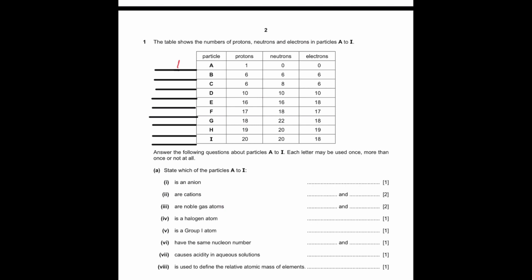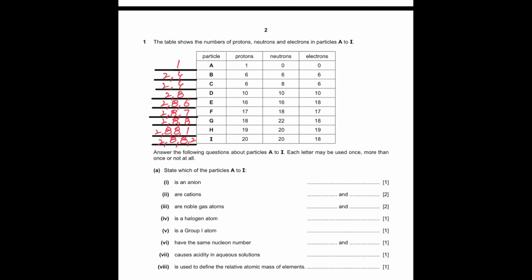So B is 6, so it means first orbit 2 and the second orbit 4, again 2, 4, here is 2, 8, and then 2, 8, 6, then 2, 8, 7, then 2, 8, 8, and after that 2, 8, 8, 1, then 2, 8, 8, 2. So here's basically the electronic configuration. So now it's easier for us to solve the question.